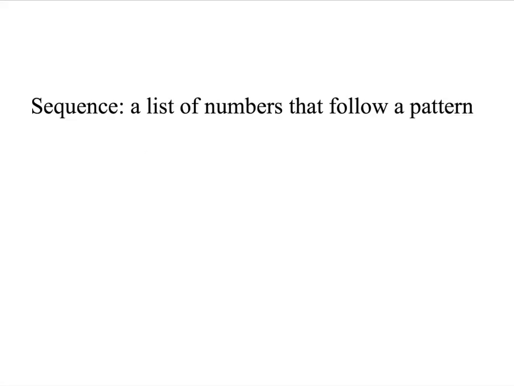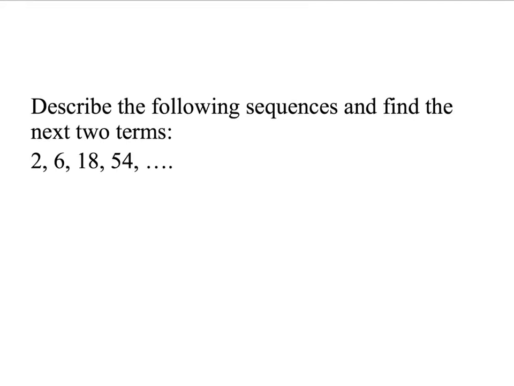So a sequence is a list of numbers that follow a pattern. And this is an example of a sequence, so I'm sure you've seen them before. The directions here say describe the following sequences and find the next two terms. So we have 2, 6, 18, and 54.